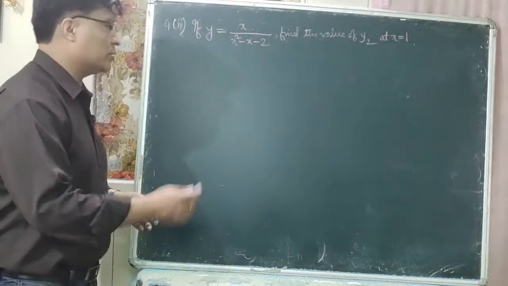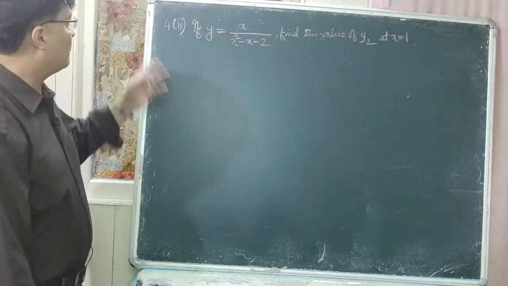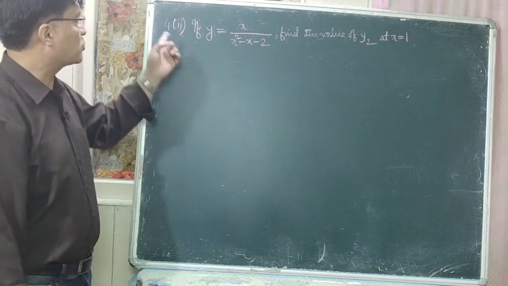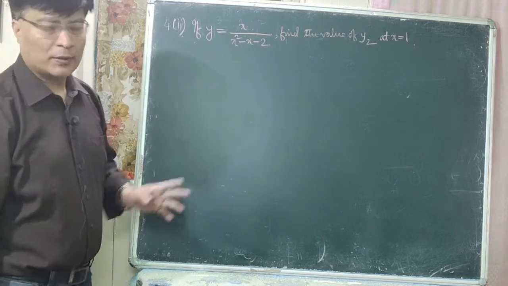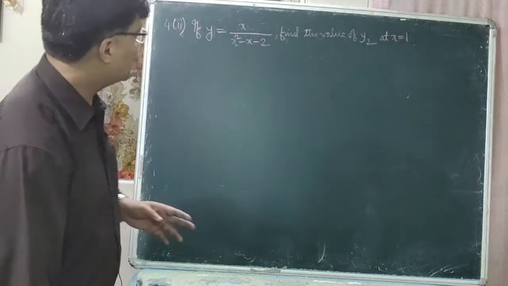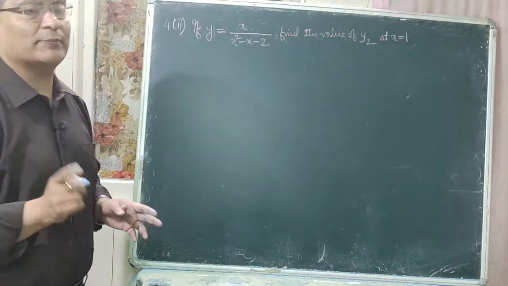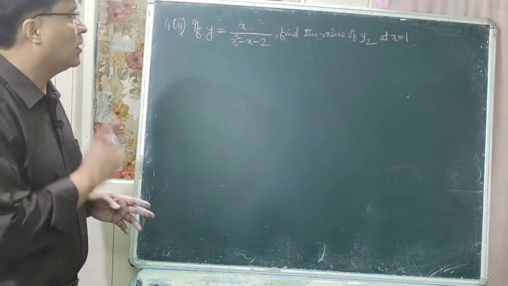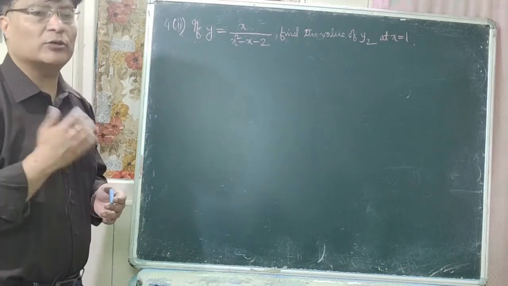So now we'll do the next question, that is question number 4, number 2. If y is equal to x upon x square minus x minus 2 is given, this is a fraction. Find the value of y2 at x is equal to 1.